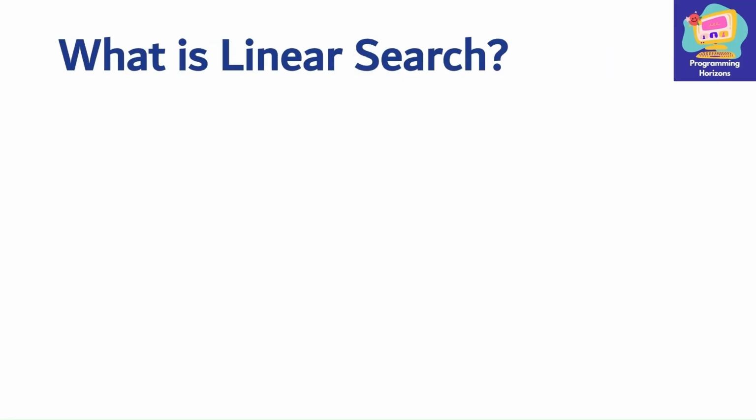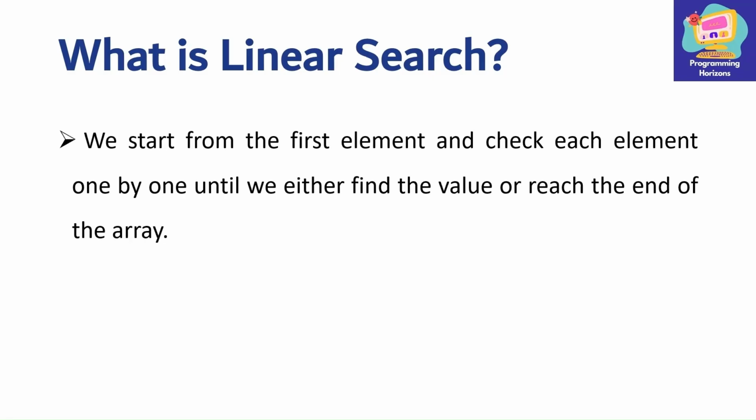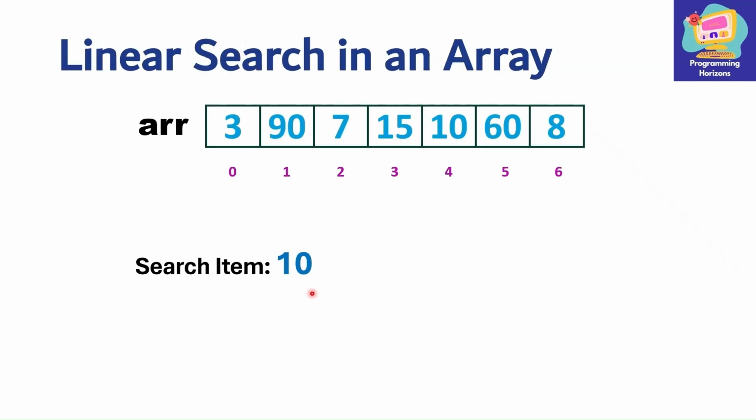So first of all, let us understand what is linear search. Linear search is a searching technique where we start from the first element and check each element of the array one by one until we either find the value that we are looking for or reach the end of the array. Let us suppose that we want to search value 10 in the given array ARR. So we will start from index 0, moving up towards the last index. We will compare value 10 with every value in the array.